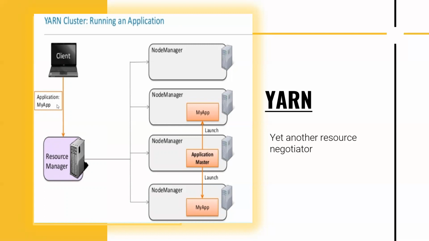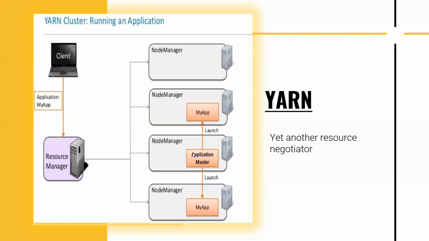So this application is submitted to the resource manager. Resource managers have a capability to accept the request from the client. Once the resource manager receives the request, it contacts one of the node managers and loads and launches the application master. Now, application master is the first container which is launched in order to execute the job.